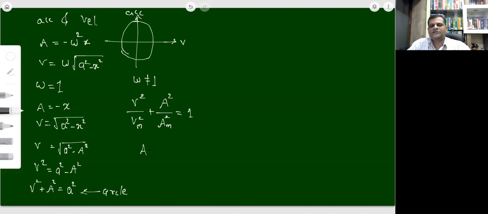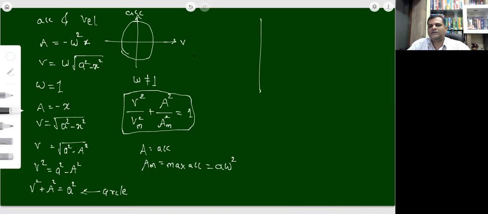a मतलब acceleration. Okay, a stands for acceleration and am means the maximum acceleration in SHM, which is actually a omega square. If you know, then a omega square is the value of maximum acceleration. So in this case here we can see this is the equation of an ellipse once again, and here the equation of the ellipse will be such that its major axis will be vm and minor axis will actually be am.